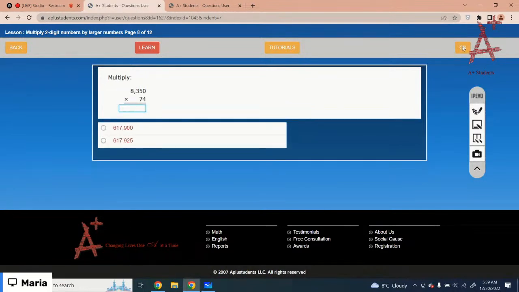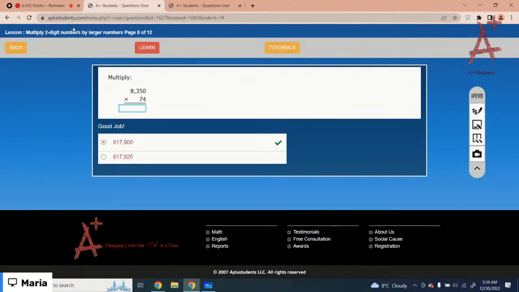The next one is 8,350 times 74. So which of the option is the correct one? Option number one is the correct option. Got it. So just select the correct option, then click on the OK button. Okay, you can complete the test by yourself later today.